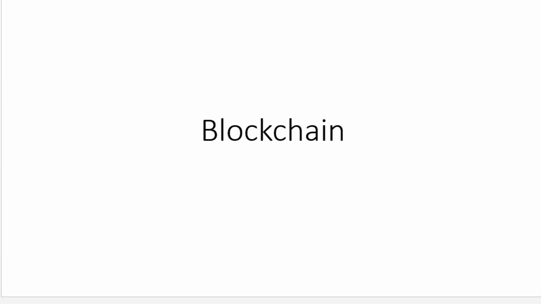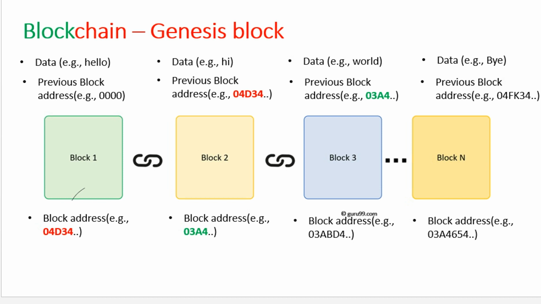Before we get started and learn new concepts, let me summarize what we have learned so far. We discussed some very basic blockchain concepts. We discussed that a block contains data, and a block has an address and the hash of the previous block.